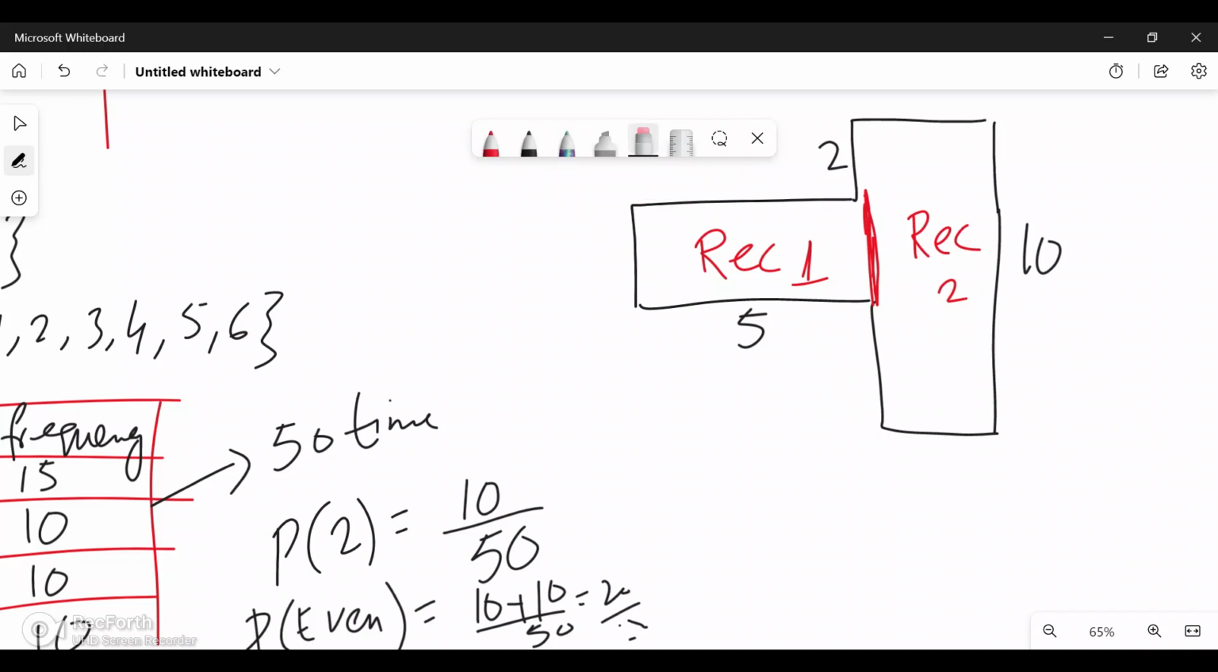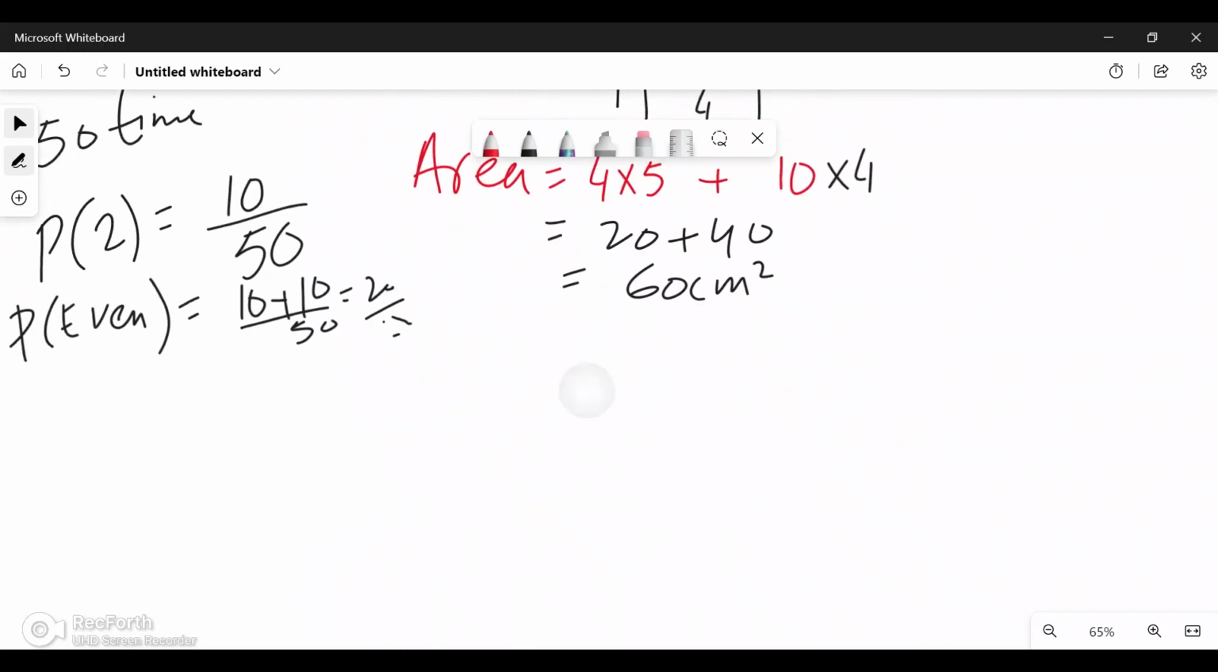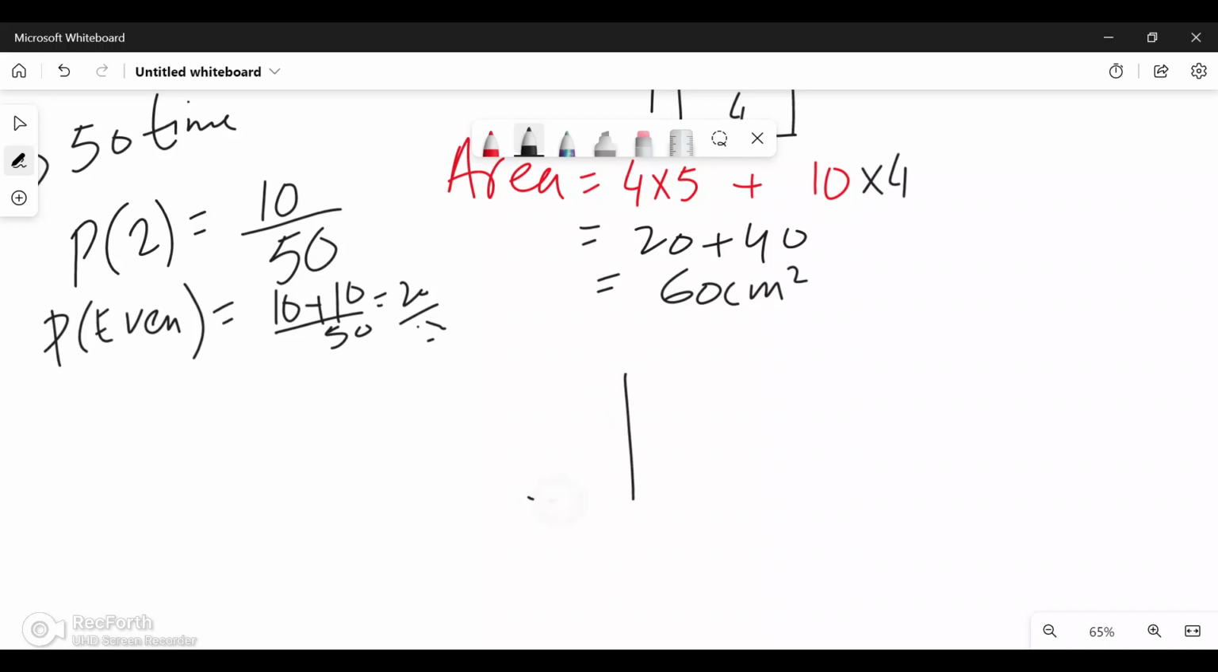So this must be, just take it 4, not 2, it's so small, take it 4. So now the total is 6 and the remainder will be this side, this length will be 4, this will also be 4. If I want to take the area, then I will take the area of these two rectangles. First one is 4 times 5 and the second rectangle is 10 times 4. So this will give us the area 20 plus 40, which is 60 square centimeter. And when you are finding the perimeter, just add all the boundaries that are in black color. You will get the perimeter of these two rectangles, sorry.